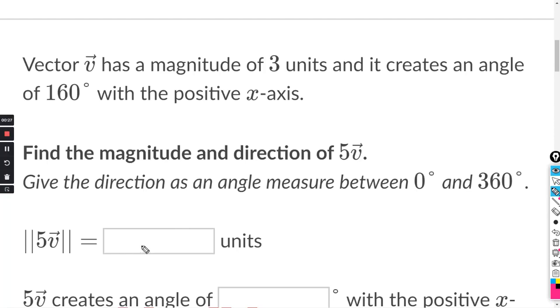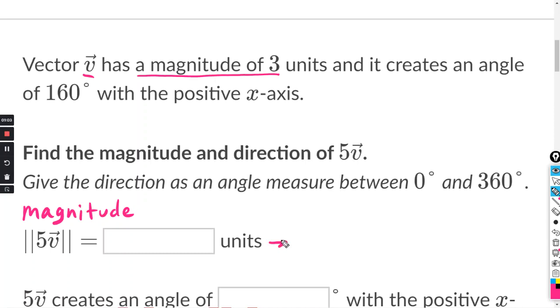So right here in this box, we can see that this has the double bars on either side. So right here they are asking for the magnitude. So here we are basically disregarding the direction of the vector. It says vector v has a magnitude of 3. So we want to find the magnitude of 5 times v.